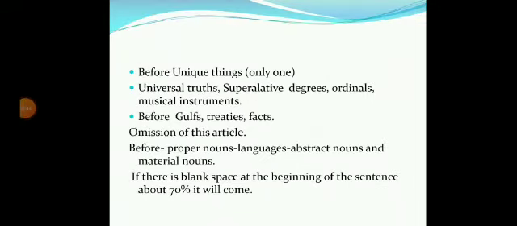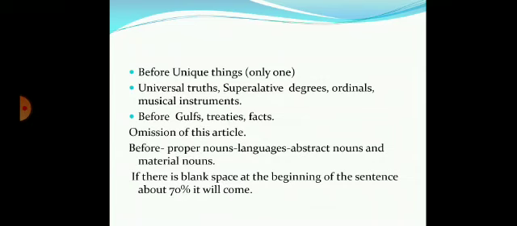Next point is, it is used before the names of unique things. Here the word unique refers to only one thing on this earth or in this world. For example, the sky, the sun, the moon. Whenever you have the names of these unique things, use the definite article.